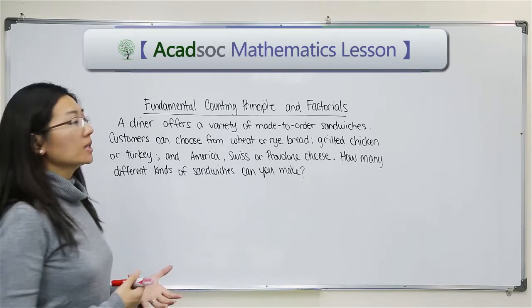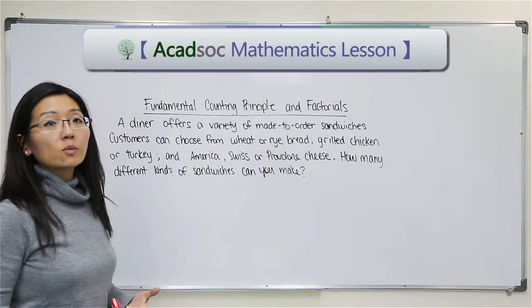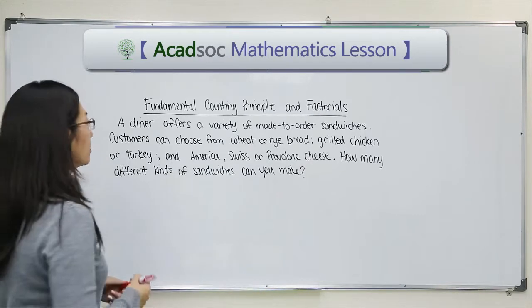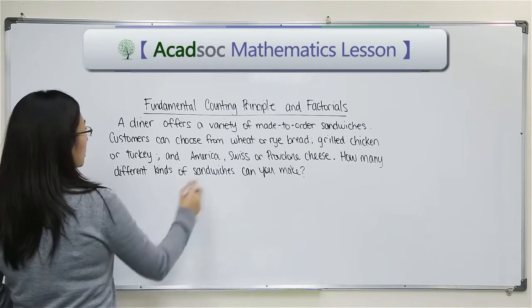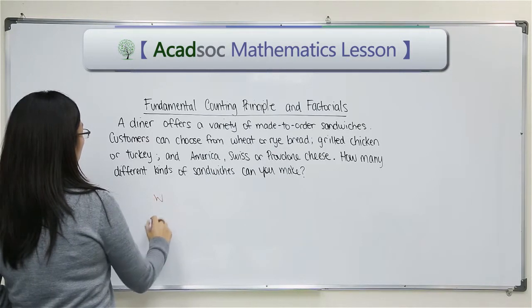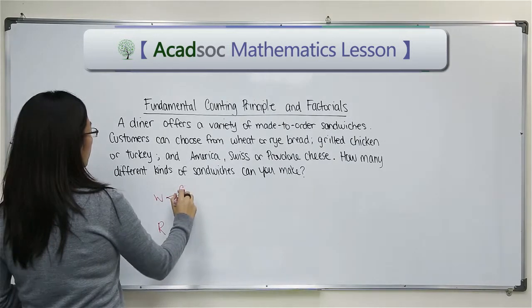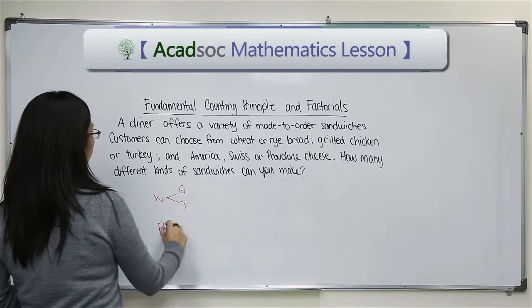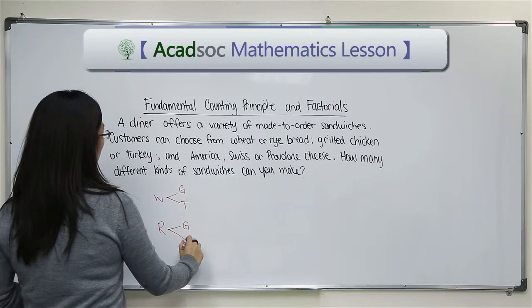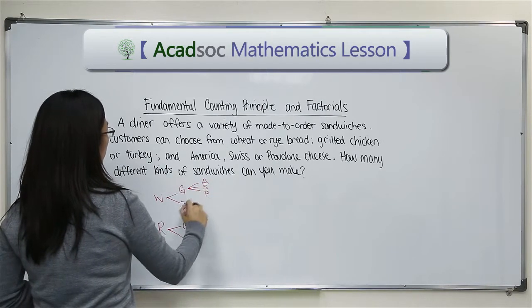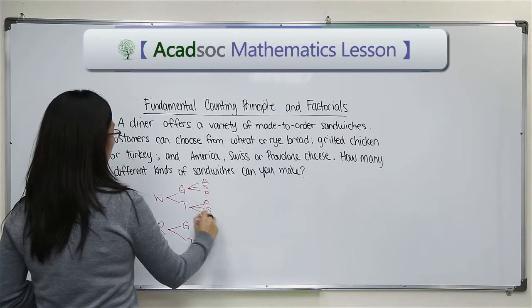Now, one of the ways that we can figure out all the possible sandwiches that we can make is by listing out all of our possible outcomes. So we can make a tree diagram. First we could choose from either wheat or rye bread, and then we could choose the inside with grilled chicken or turkey. And then we could choose the cheese, either American, Swiss, or provolone for each of the options.